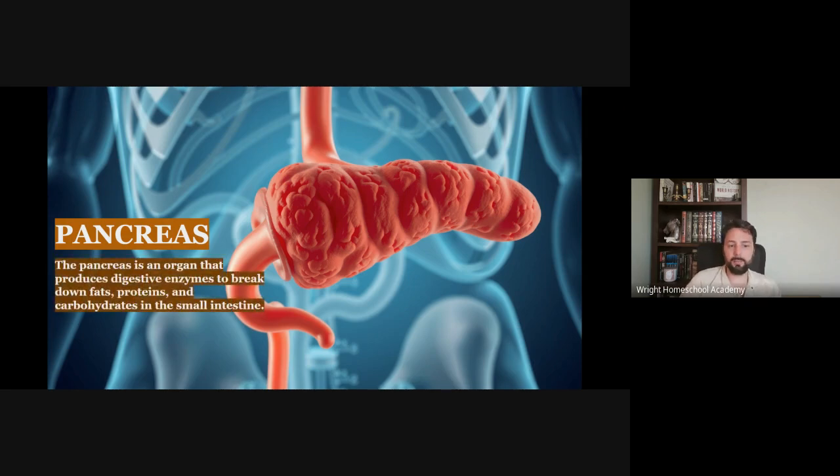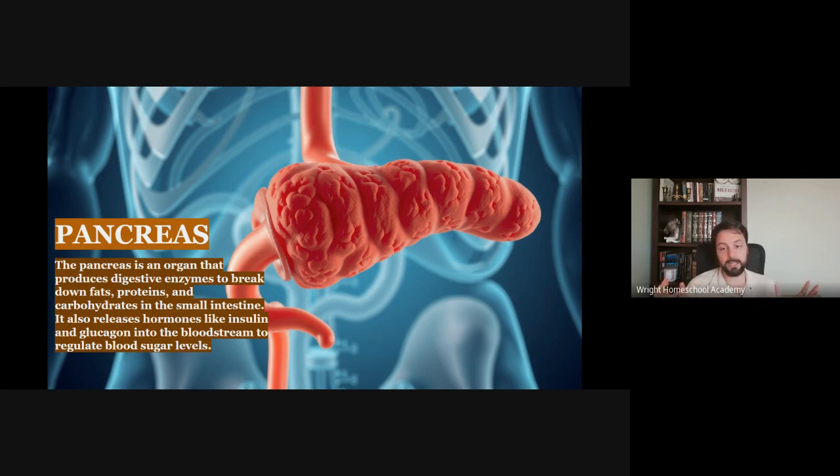This is an organ that produces those digestive enzymes to help break down fats, proteins, and carbohydrates in the small intestine, like we just discussed. It is also involved in another body system. So it's not just a helper organ for your digestive system, like we'll be talking about today, but also in a future class, we'll talk about how it is involved in releasing hormones like insulin and glucagon into your bloodstream to help regulate blood sugar levels.